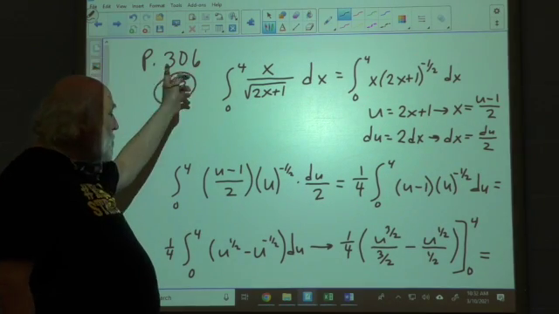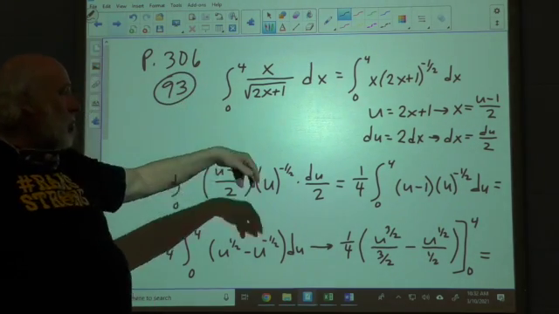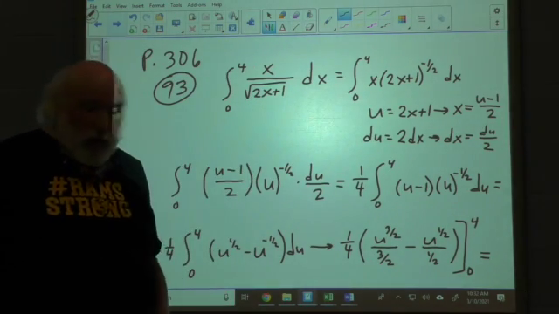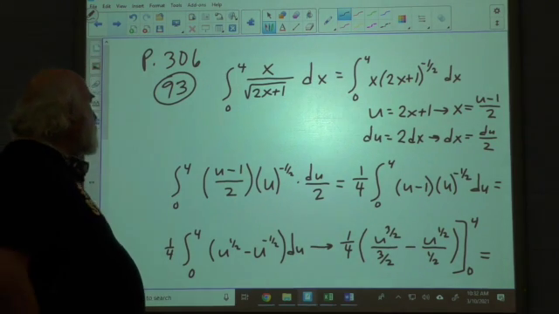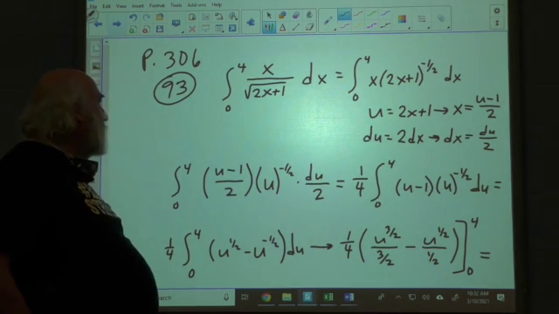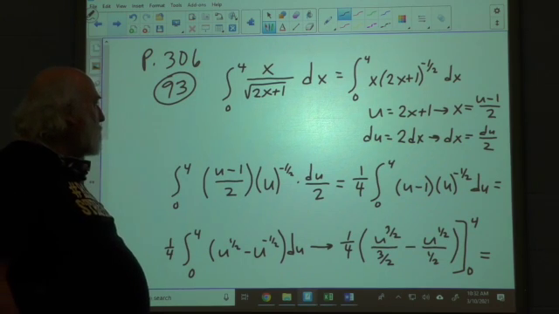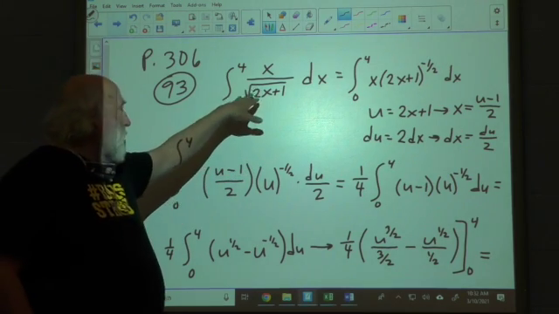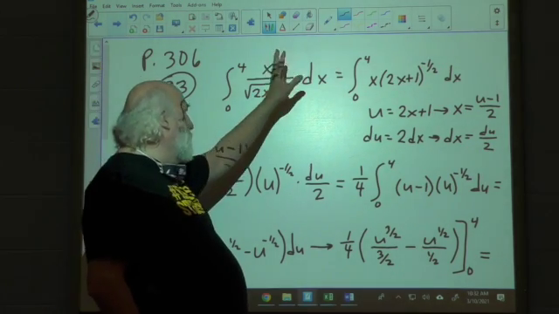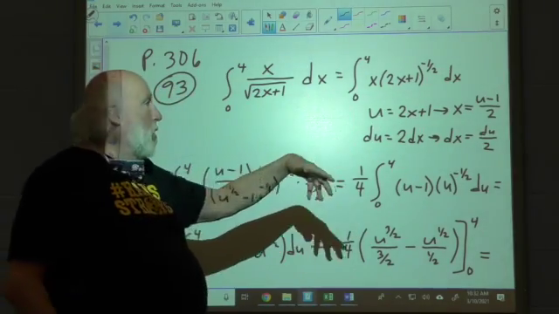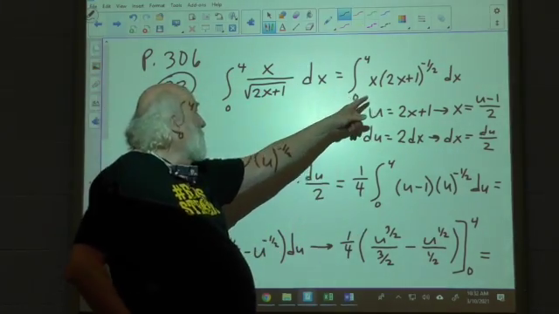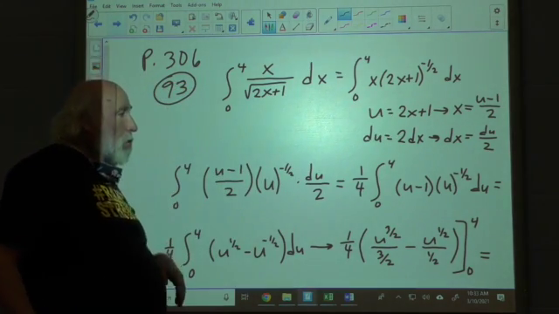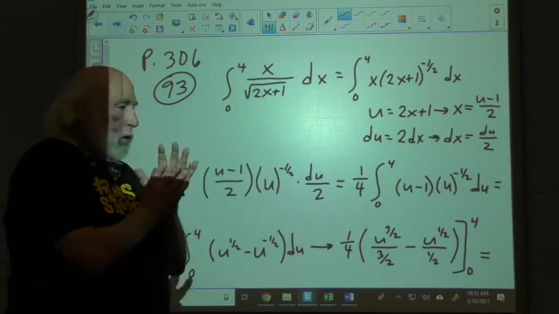So on page 306, turn to problem number 93, and this is the problem we have right here. We want to find the integration from 0 to 4 of x over the square root of 2x plus 1 dx. Now we need to rewrite that right away. We need to get rid of this radical in the denominator and make that a radical in the numerator of the negative sort. And of course that's going to be x times (2x plus 1) to the negative 1/2 power dx.